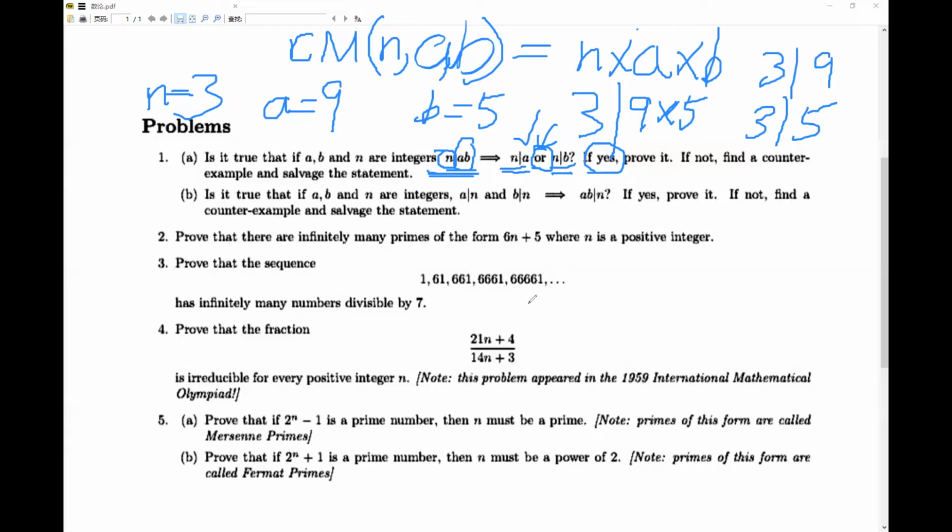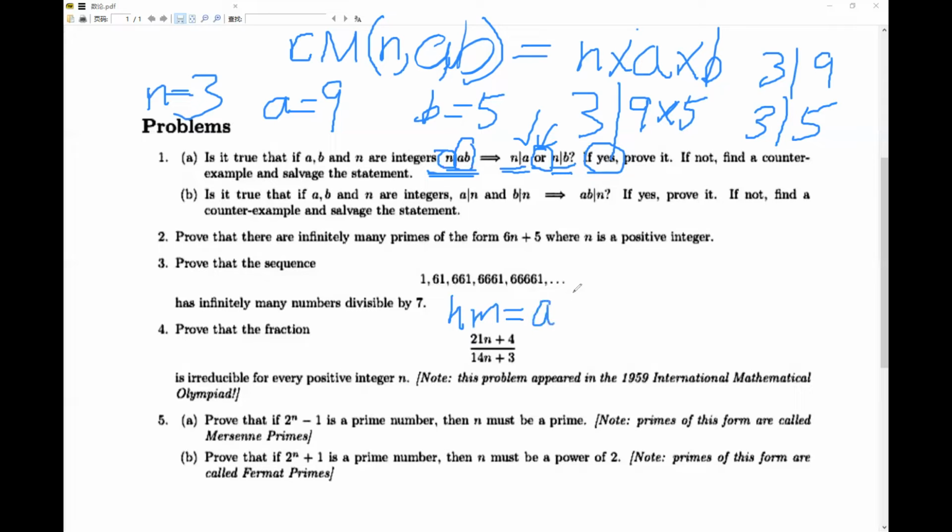Say n is 3 times 2, because a must include this one. I think I know what mistake I made. I think I might have proved that if n is not co-prime to ab, then n is not co-prime to a or not co-prime to b. I think that's what I did instead. Okay, that's another case, right?